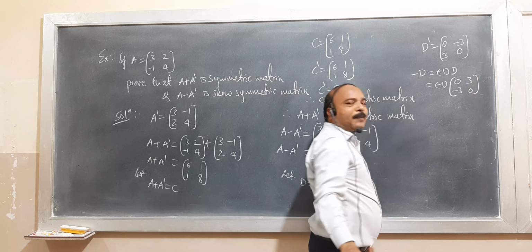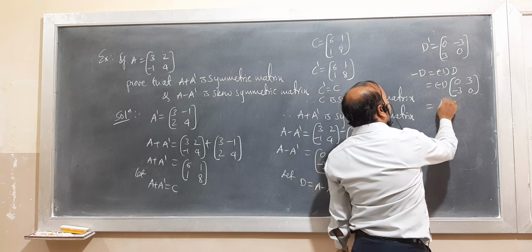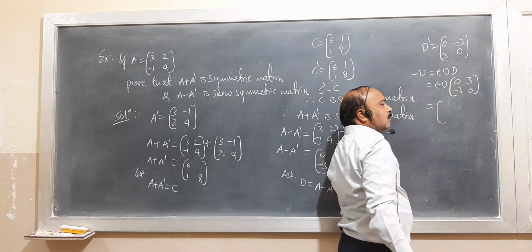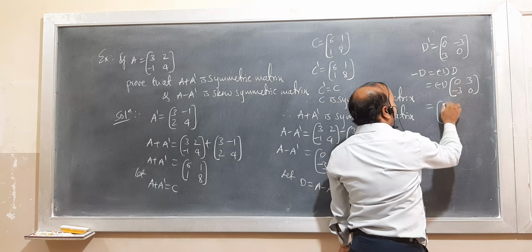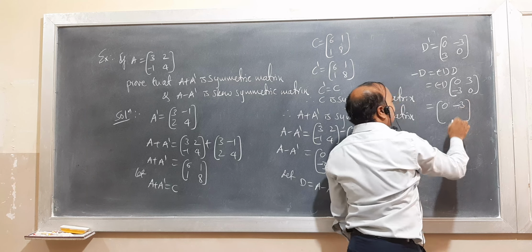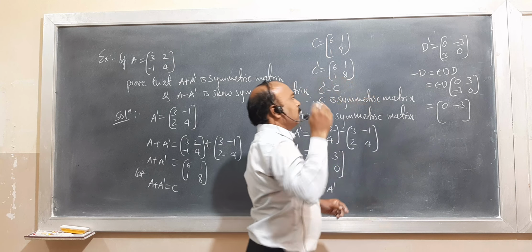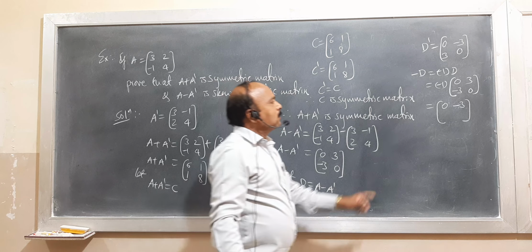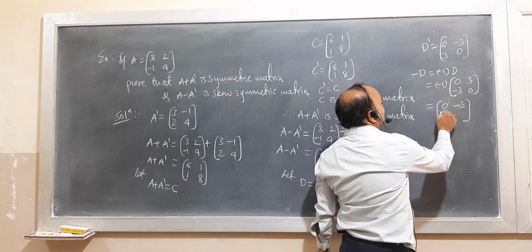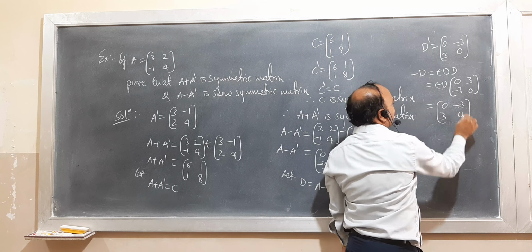Now it is scalar multiplication. Multiply by all with minus 1. Minus 1 into 0 is 0. Minus 1 into 3 is minus 3. Next, minus 1 into minus 3 is plus 3. Minus 1 into 0 is 0.